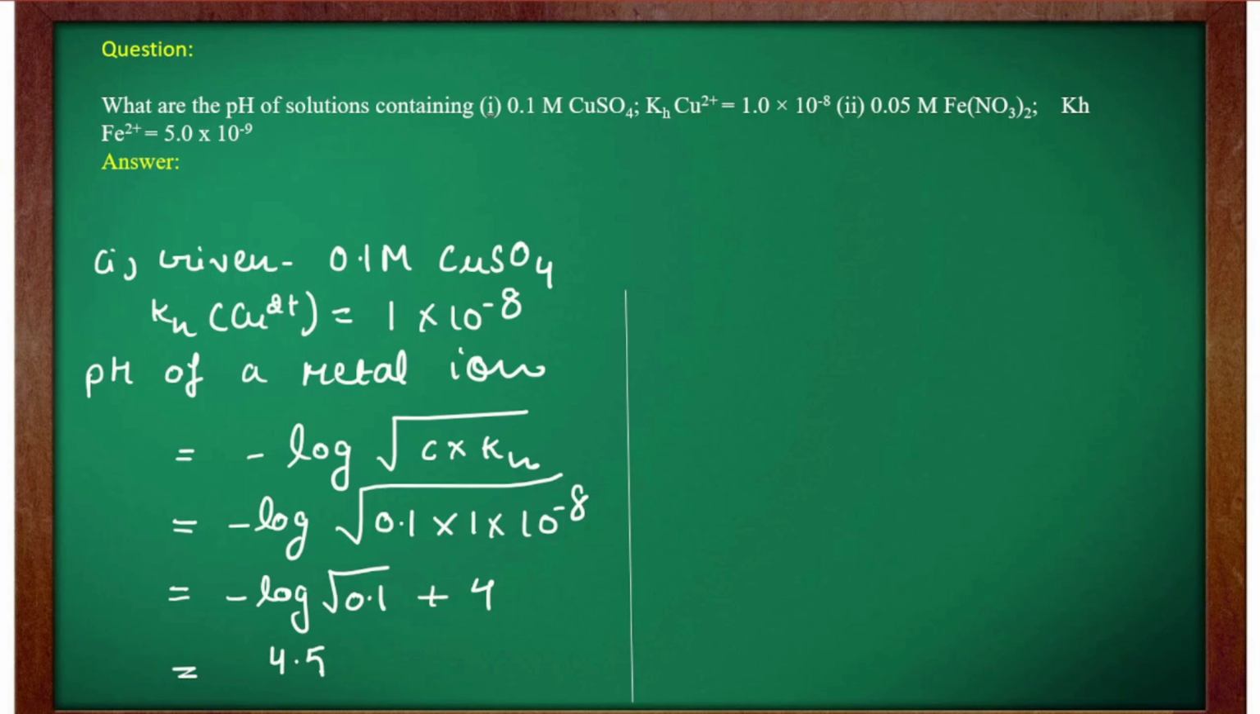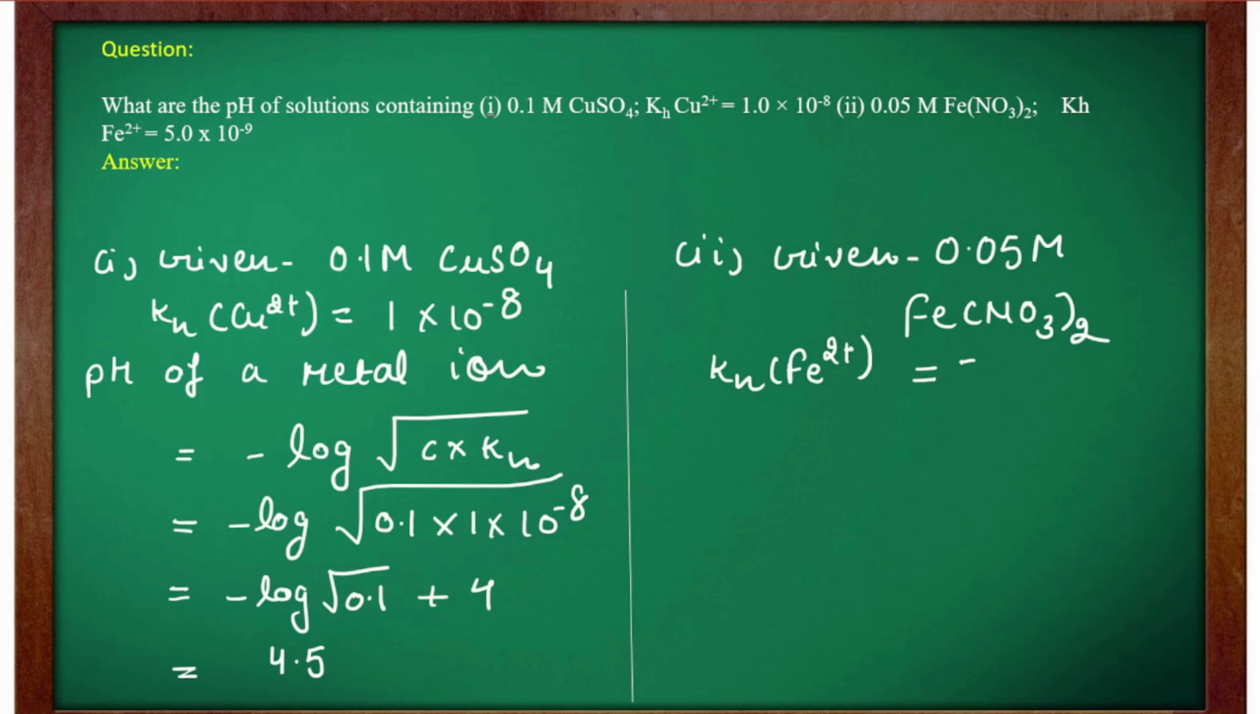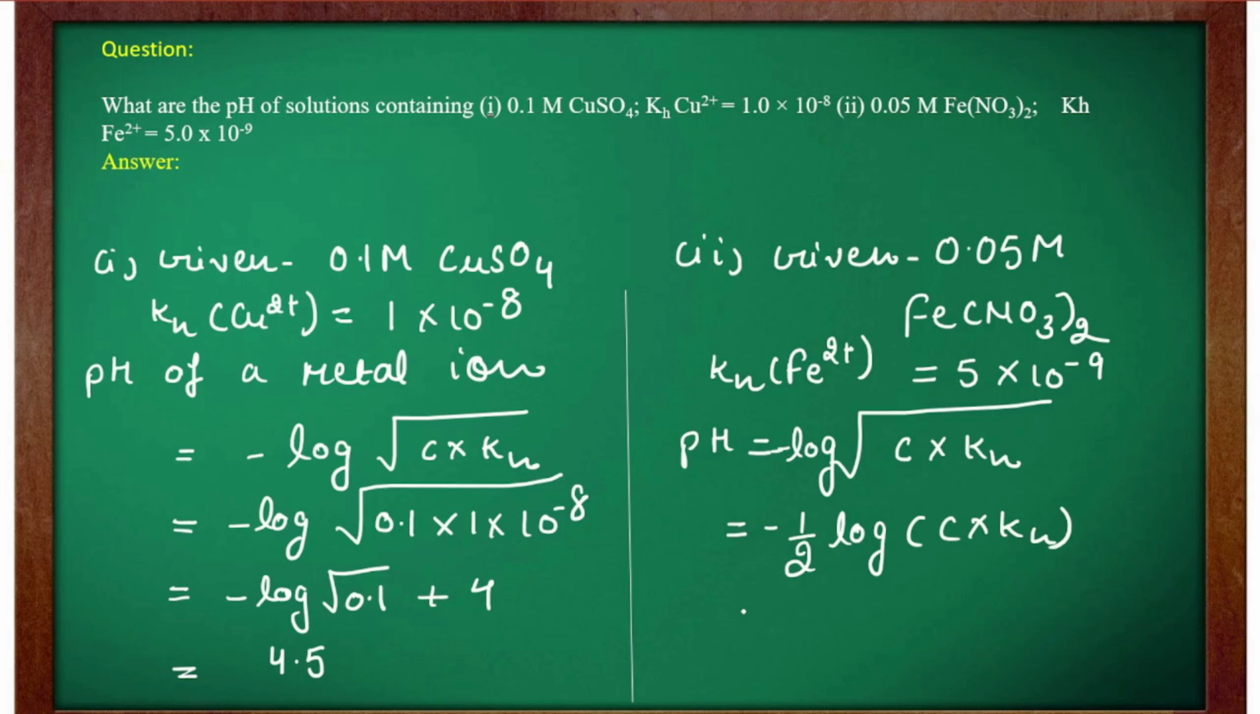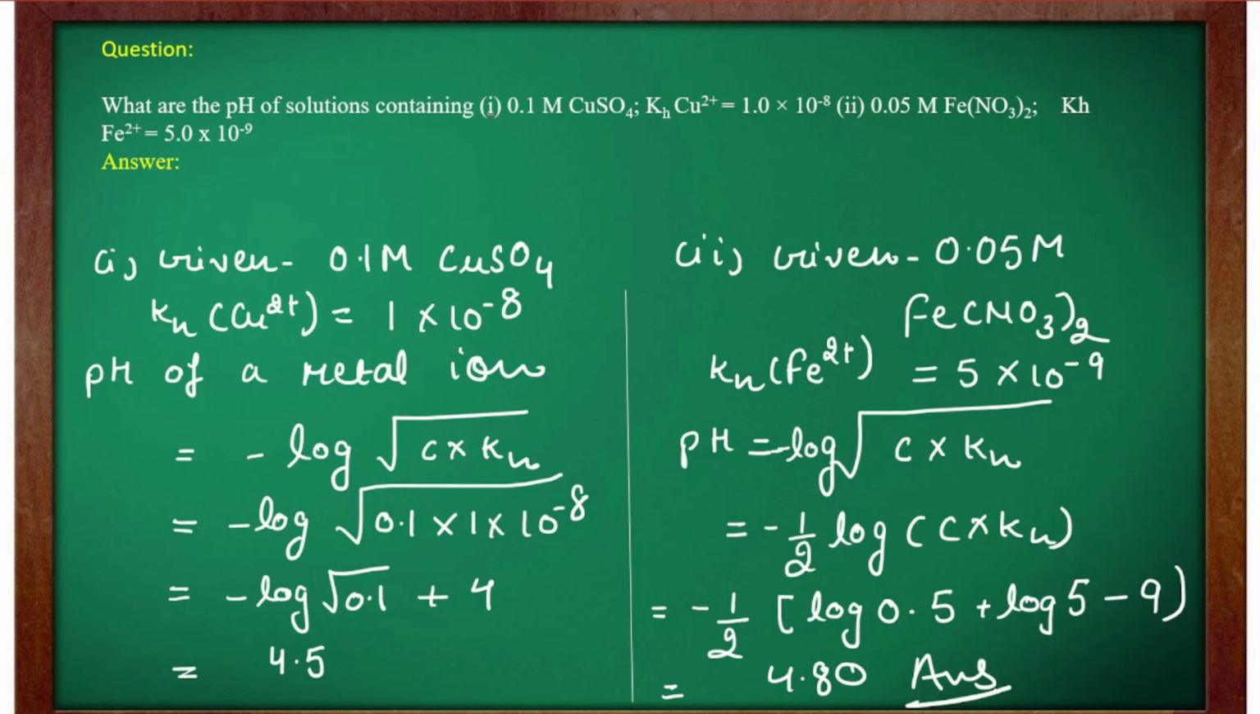Second part, the given concentration of iron nitrate is 0.05 molar. The hydrolysis constant of iron ion is 5 × 10^-9. The hydrogen ion concentration of hydrolysis of a metal ion is equal to the square root of concentration multiplied by hydrolysis constant. The pH is equal to minus log of the hydrogen ion concentration. By putting the values of C and Kh, we get a pH equal to 4.80.